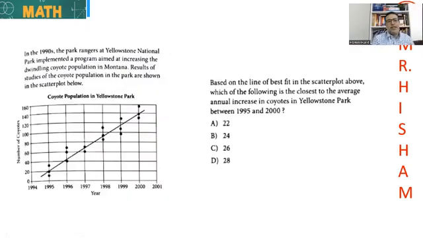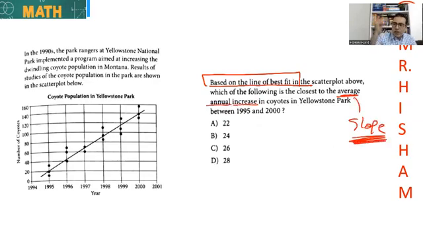Second example. In 1990, the park rangers at Yellowstone National Park implemented a program aimed at increasing the population in Montana. Results of the studies of the population in the park are shown in the scatter plot below. Based on the line of best fit, again, I'm not looking at the values. I'm looking at the line of best fit. In the scatter plot above, which of the following is closest to the average annual increase? So I'm looking for the slope. Average from a line is the slope.